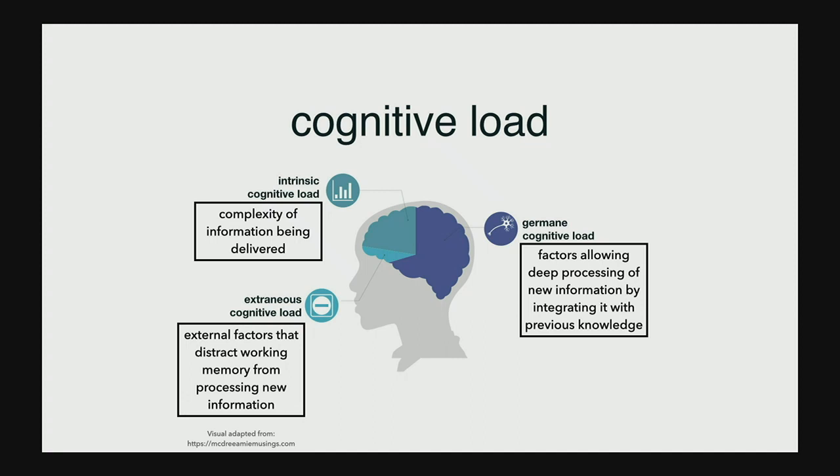Okay? And then finally, there's this idea of germane cognitive load. These are factors that allow for the processing of new information by linking it to old information, or information that we already have, okay? So this is something you want to maximize, or create as much germane cognitive load as possible so that they're making those connections to existing memory and existing knowledge, and so they're understanding how the new knowledge that you're introducing fits into all that, okay?